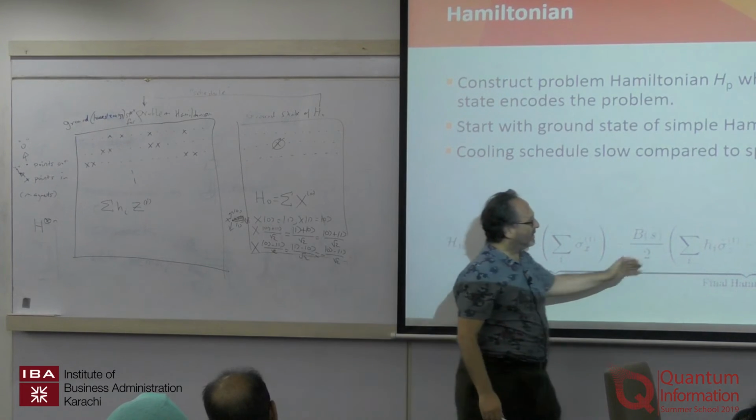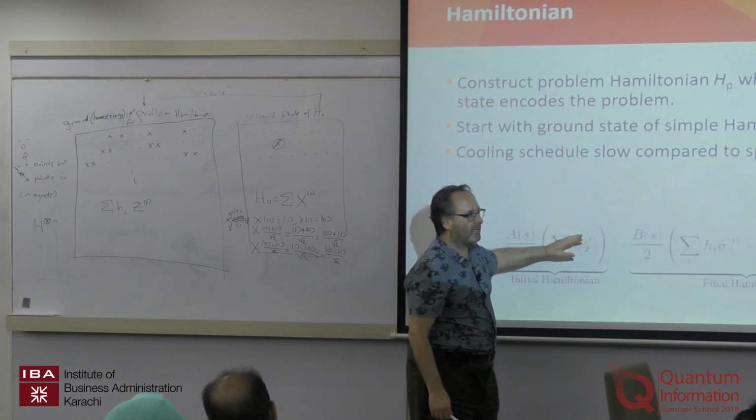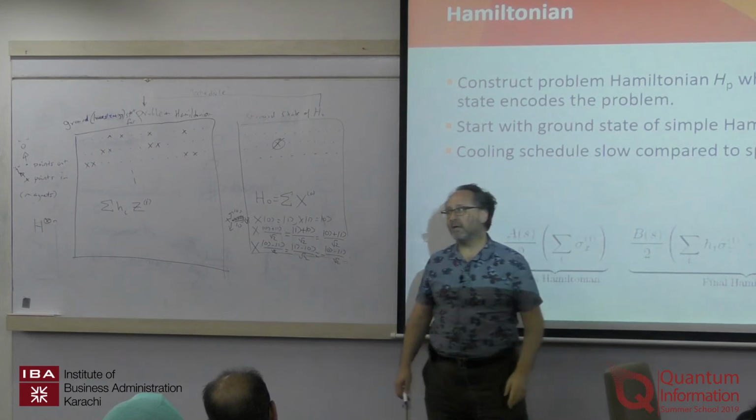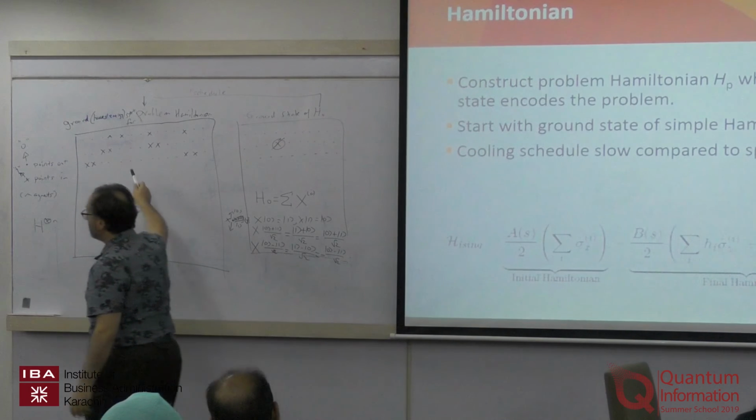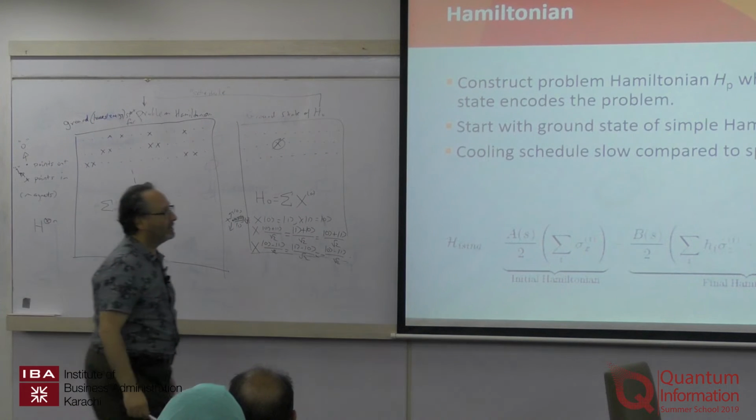Okay, and the ground state of this, if this changes slowly, you prepare in the ground state, you end up with the ground state of that. That ground state is over here, and that's the answer to your computational problem. So far, so good? Okay, then let's go on.